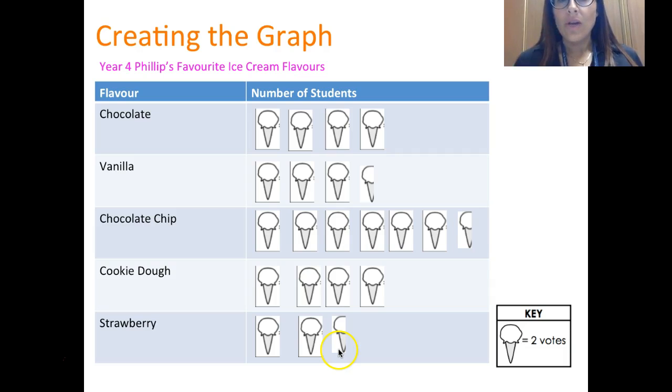So there you go. It's as simple as that. That's how you create a picture graph. Now your task is you're going to be using the data collected in class to create some picture graphs for that data. Happy graphing!